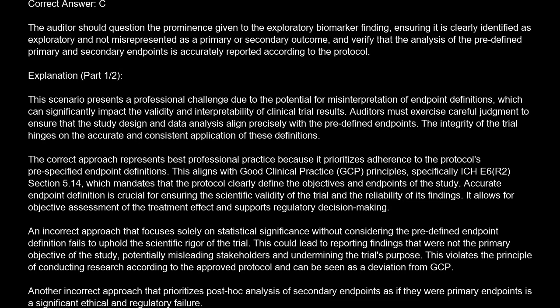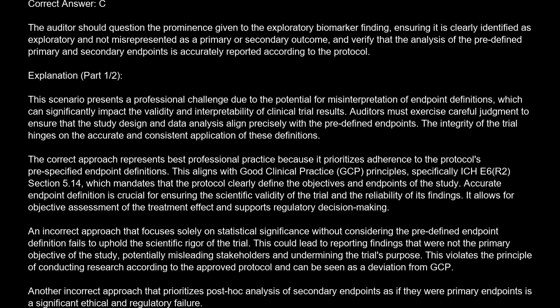Correct answer is C. The auditor should question the prominence given to the exploratory biomarker finding, ensuring it is clearly identified as exploratory and not misrepresented as a primary or secondary outcome, and verify that the analysis of the predefined primary and secondary endpoints is accurately reported according to the protocol.